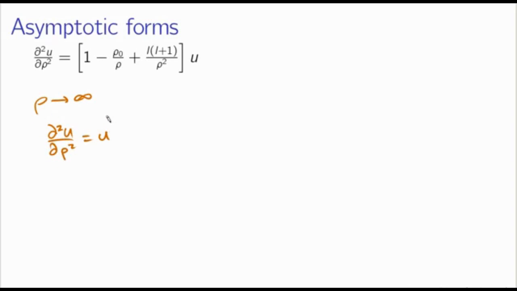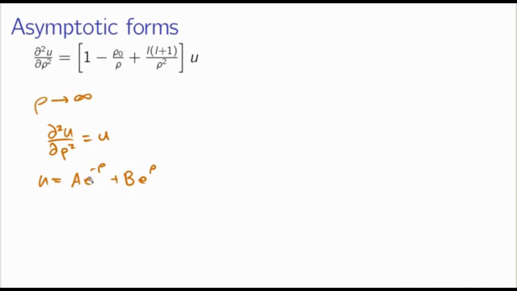Now, second derivative of a function gives you the function back. You know that sort of function. You know the solution to that. The general solution to that differential equation is u is a e to the minus rho plus b e to the rho. Whenever I take the derivative of an exponential like this, I essentially am leaving the function unchanged.